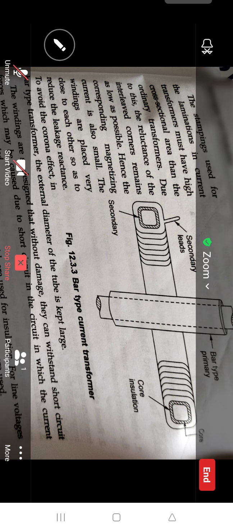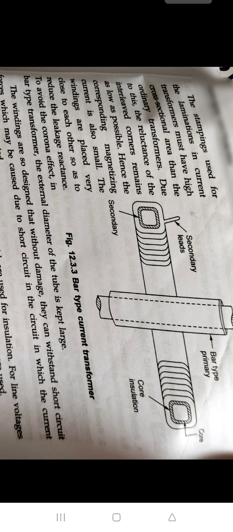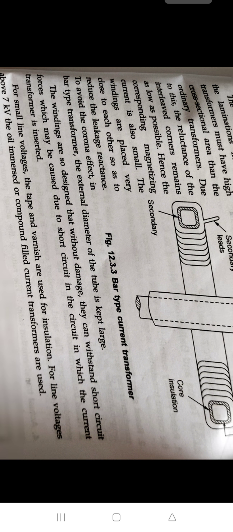You can see the stamping used for the lamination in a current transformer must have a higher cross sectional area than the ordinary transformer. Due to this, the reluctance of the internal core remains as low as possible. Hence, the corresponding magnetizing current is also small. The windings are placed very close to each other so as to reduce the leakage reactance. Here the secondary windings are placed so close to each other in order to reduce the leakage reactance.